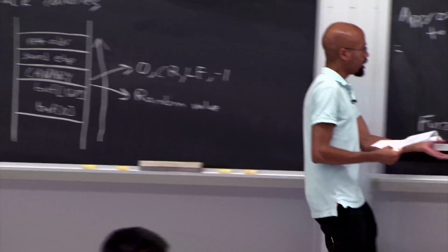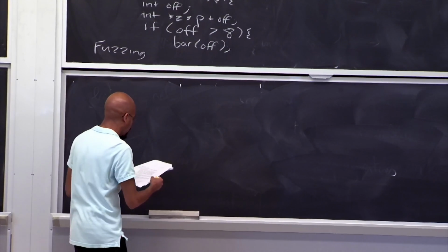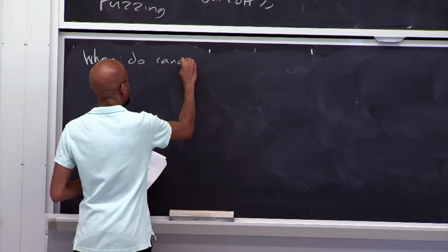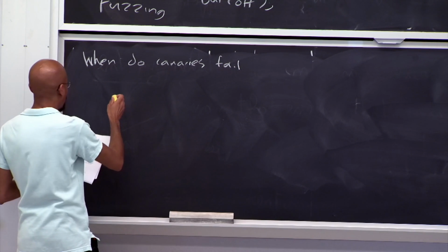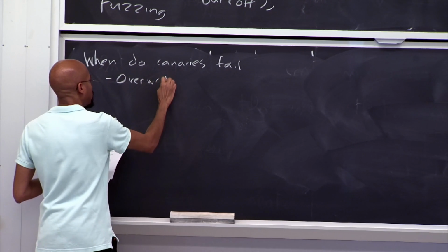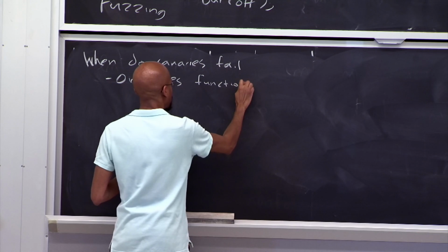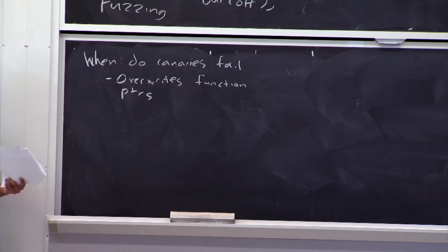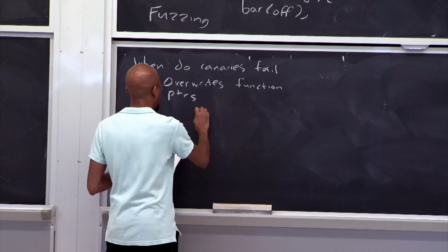And so since we're in a security class, you might be wondering, what kinds of things will stack canaries not catch? So when do canaries fail? Right, so one way that they can fail is if the attacker overwrites things like function pointers. Because if function pointers get hit, there's nothing that the canary can do to prevent that type of exploit from taking place.